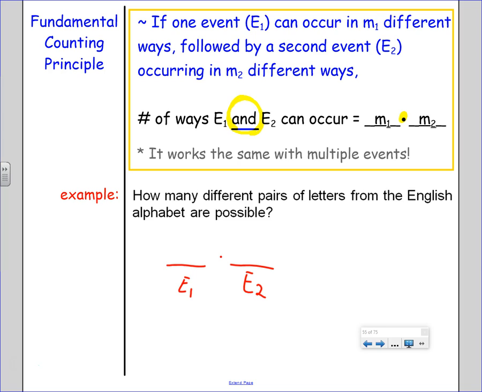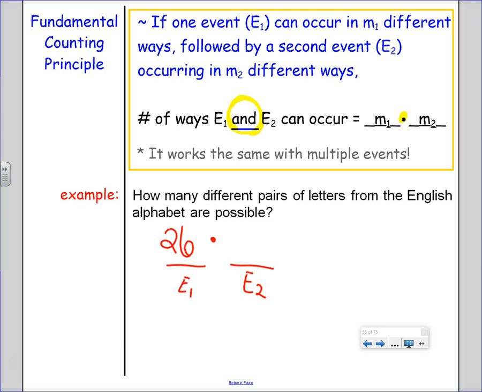So therefore, I could call the first blank event 1. How many ways could I choose my first letter? The second blank to be event 2. How many ways to choose the second letter? Okay. Question. How many letters are in the English alphabet? 26. So therefore, how many different options, if you're just to write down a random letter on your page, how many options did you have to choose from? 26.